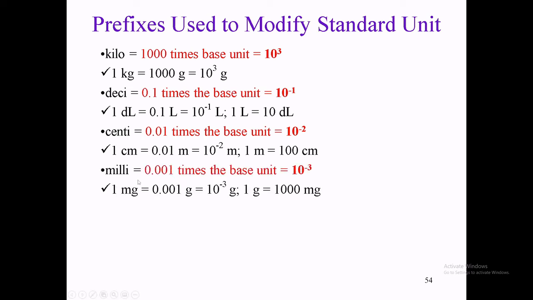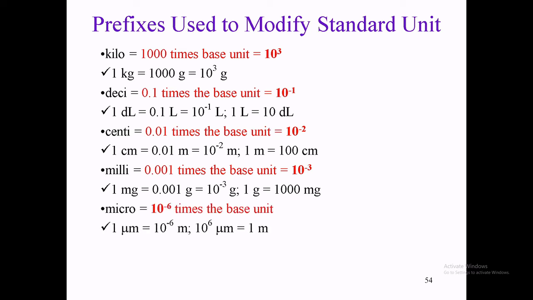Milli is going to be 1/1000th. 1 milligram is 1/1000th of a gram, 10 to the -3 grams, and 1 gram is equal to 1,000 milligrams. Micro is 10 to the negative 6, or 1 millionth times the base unit. This is a Greek letter mu, that means micro. You might see 1 micrometer is 10 to the negative 6 meters, and 10 to the 6 micrometers is equal to 1 meter.